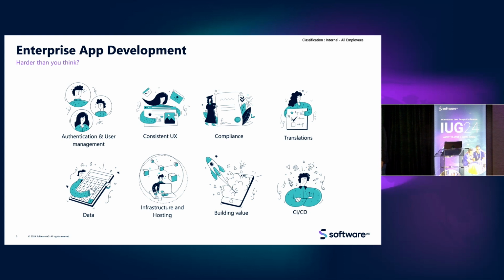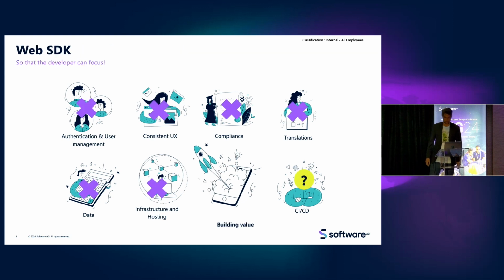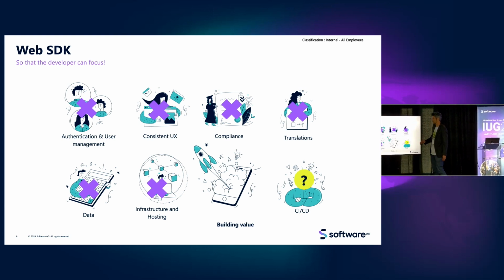And then when you have that, maybe you want to also integrate this with CI/CD. What we try with Web SDK basically is to get the developer focused on the most important part, right? The building value. Therefore, we basically have authentication and user management included, so you have a login screen as soon as you use the Web SDK. We have consistent UX, so you get the Cumulocity UI, but you can also enhance that with branding. Compliance for sure, we are compliant. Translation: you can have a lot of custom translations already in the Web SDK, but you can also enhance your translation, right?